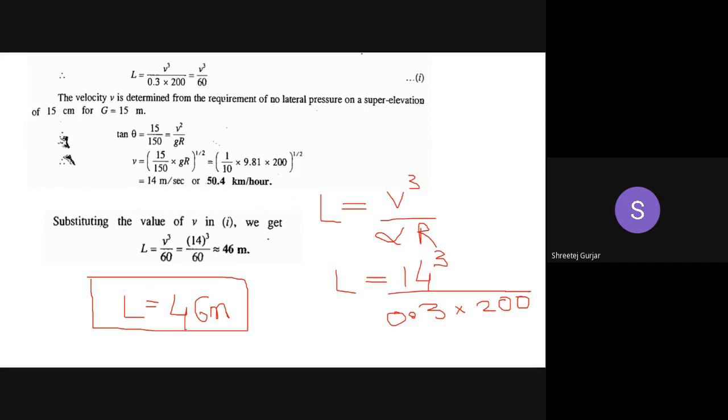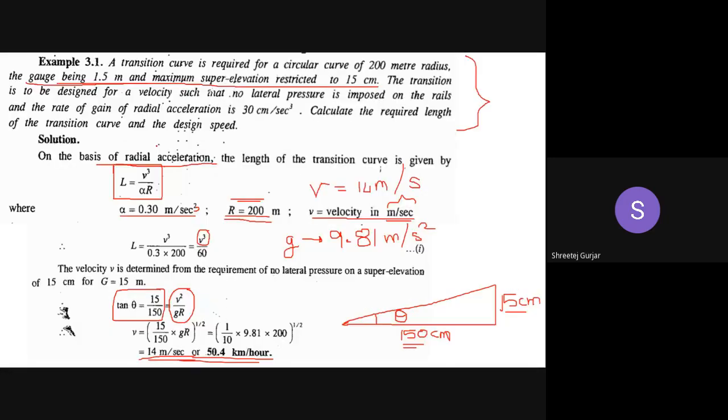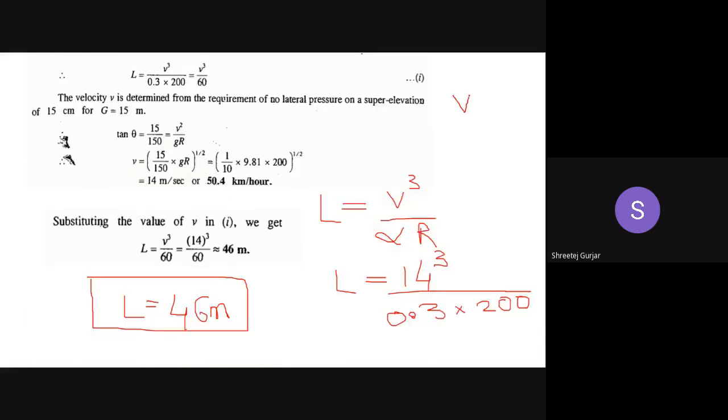Okay. So here we have found it using which method? The method of rate of change of radial acceleration. One more important formula that you have to remember is V square by gR, where V is the velocity. This is the centrifugal ratio. I have told you, it is nothing but tan theta.